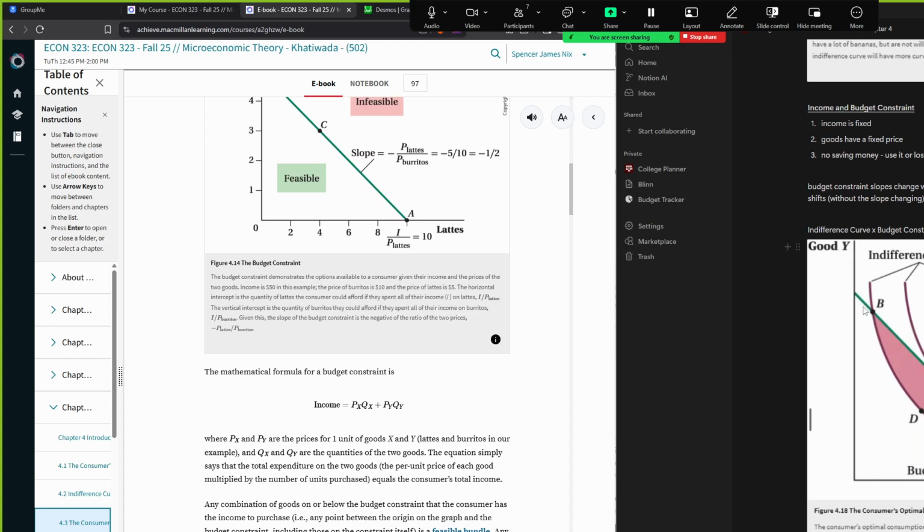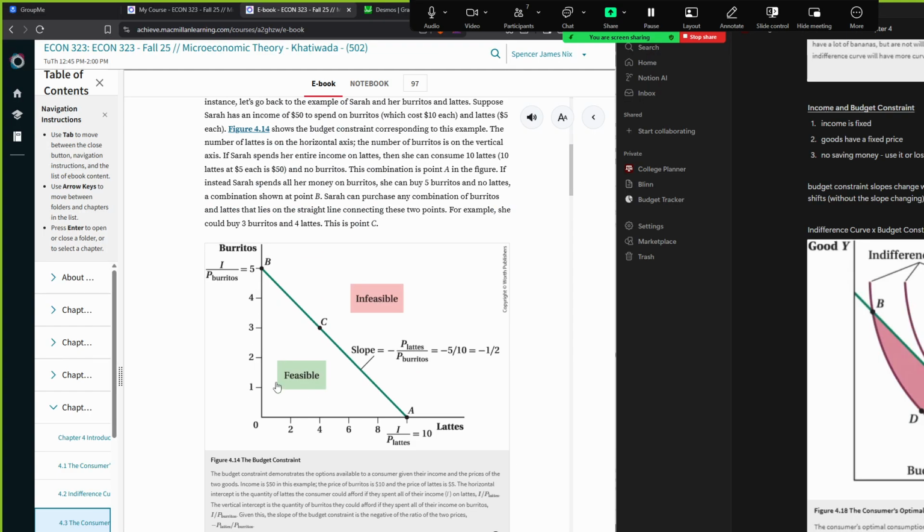So, like I said, this is our budget constraint, right? Anything to the left of this line is feasible. You can afford it. Anything to the right of this line is infeasible. You can't afford it. So I can't have anything up here. I can't have 6 burritos. I can't have 11 lattes, and I can't have 5 burritos and 10 lattes at the same time, right? So anything to the right is infeasible. You can't afford it. Anything to the left, you can afford it.